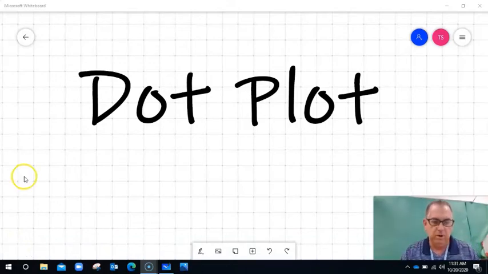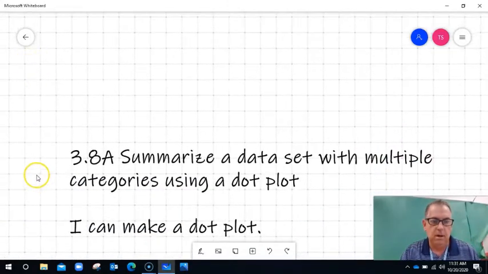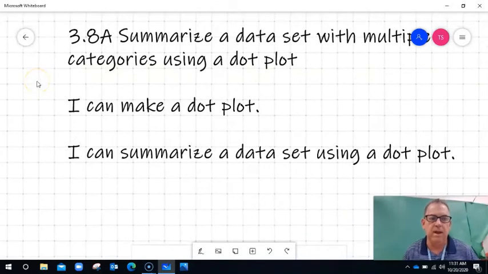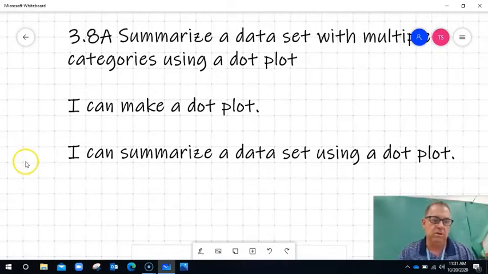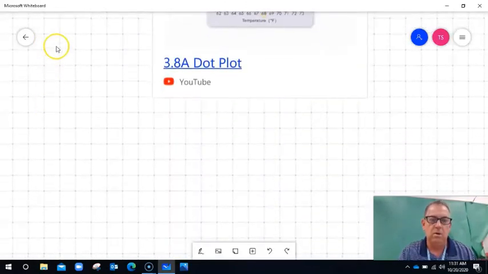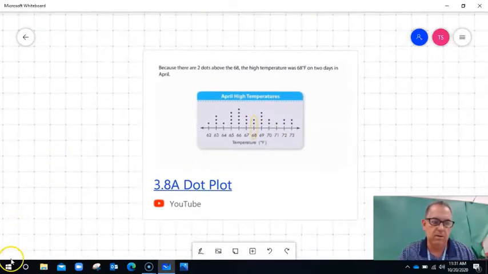Let's go ahead and look at our learning objective. Our learning objective is 3.8a, and that's summarize data sets with multiple categories using a dot plot. And what we want to be able to do by the end of the lesson is make a dot plot, and I can summarize data sets using a dot plot. Let's go ahead and watch this video over dot plots.